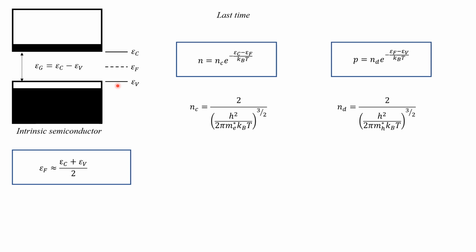Now in this lecture, we're gonna discuss a process called doping, which is used to control the concentrations of electrons and holes. So if we change these concentrations, they will no longer be the same, and the Fermi level will change as well. And this is what we're going to learn in this lecture.